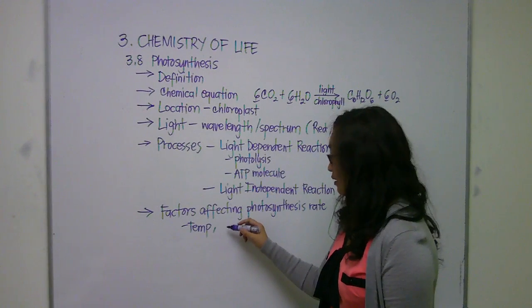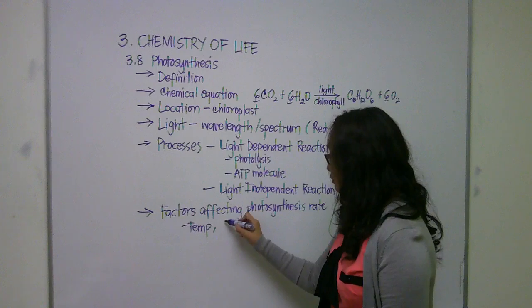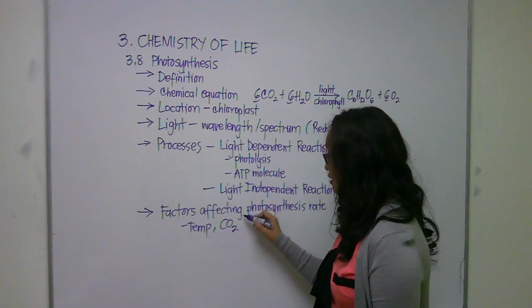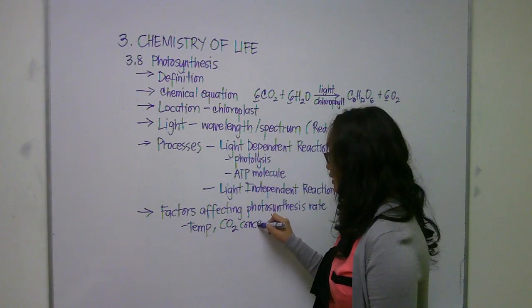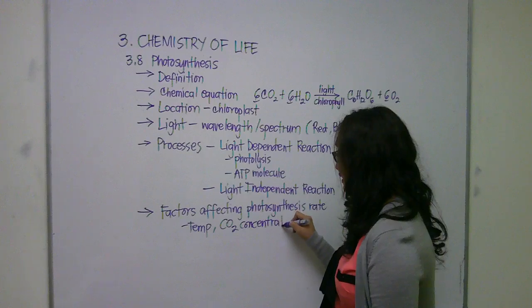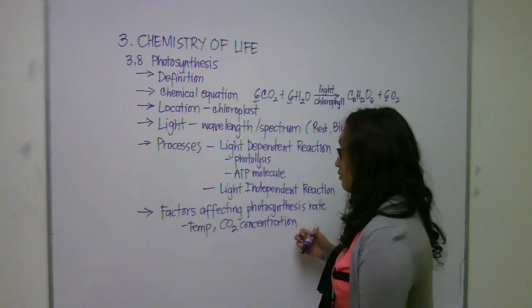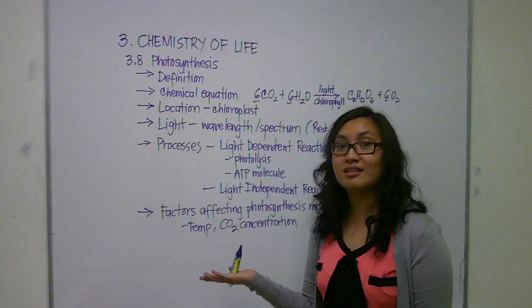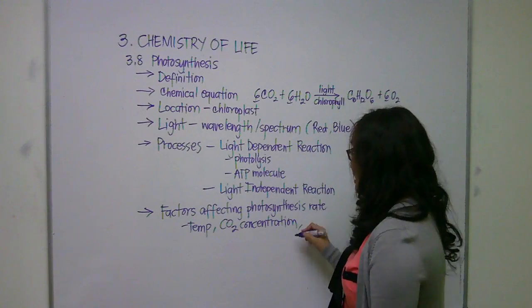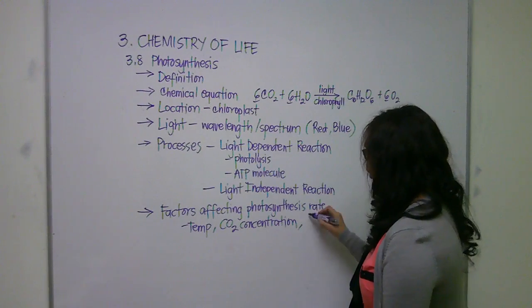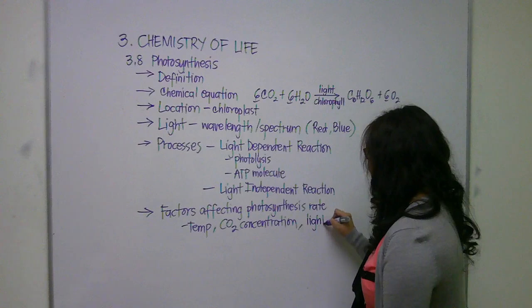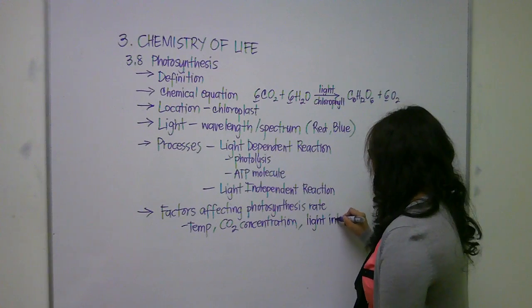Okay, so we have carbon dioxide concentration. Of course, this is very self-explanatory, because whenever there's no carbon dioxide, then therefore the rate of photosynthesis is not going to be increasing. So lastly, and very important, we have light intensity.